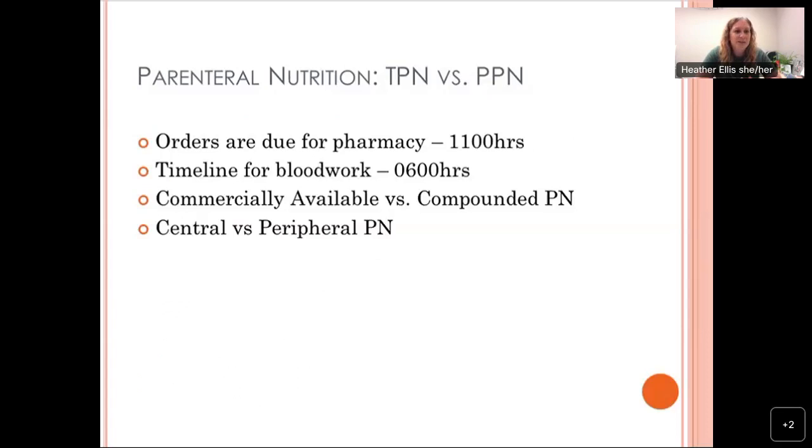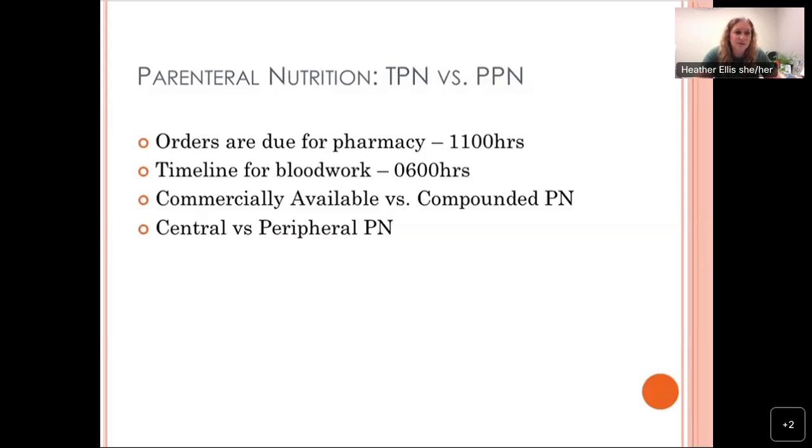The compounded PN is probably the one that you'll see the most on the unit, and that's the 1 bag. It's milky colored looking, and that's the one that runs for 24 hours a day. It has the set electrolytes that we've added. There's a few different solutions for us to choose from. And that is the one that pharmacy compounds here in hospital. So we have to have the orders in by 11 because they compound for all hospitals in the city.